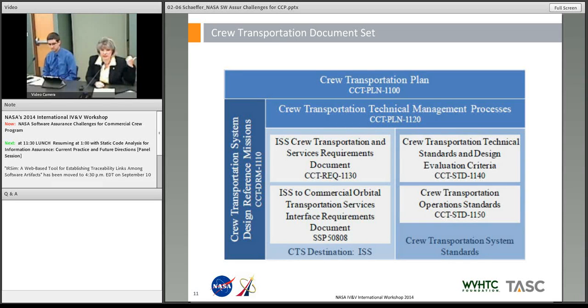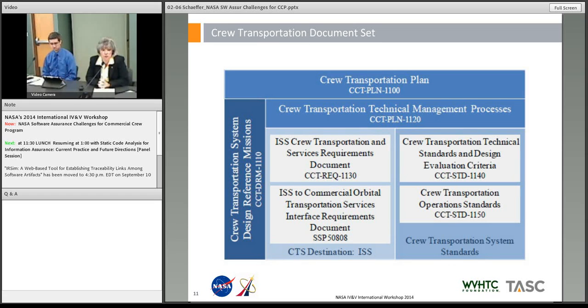This is it. This is a set of documents. These are the rules that the commercial crew program works under. You notice that for the most part, for our purposes today, there are two requirements documents. There's what we like to refer to by the numbers, 1130, which is essentially the technical requirements for the transportation system. And the 50808 document is for anybody who's going to be interfacing with the International Space Station inside their little sphere, their little bubble, as well as, if you're going to be delivering cargo or delivering people, you've got to meet those requirements for the International Space Station.